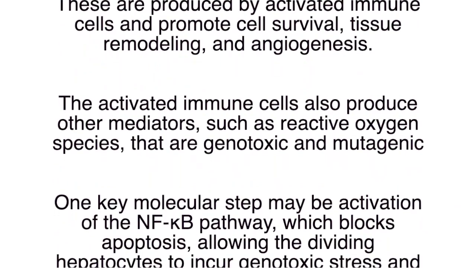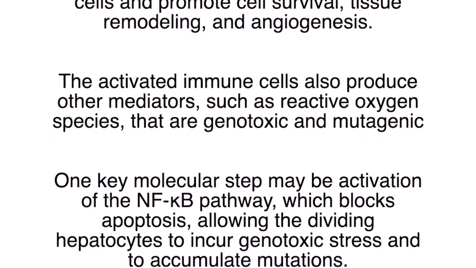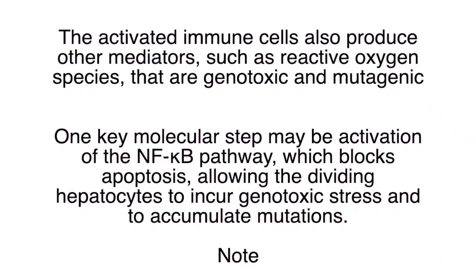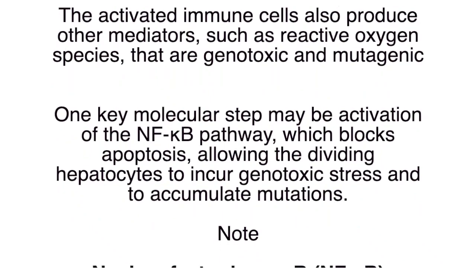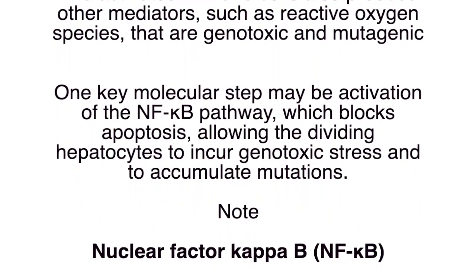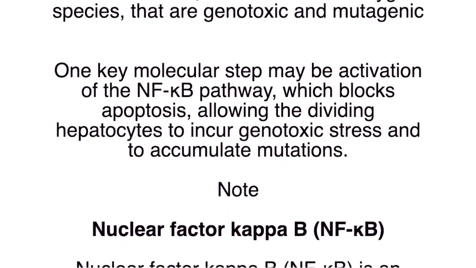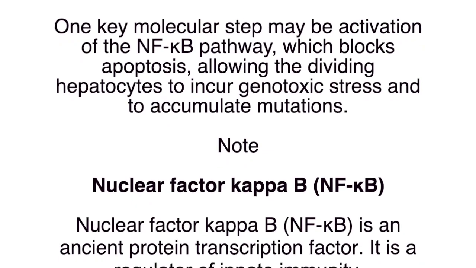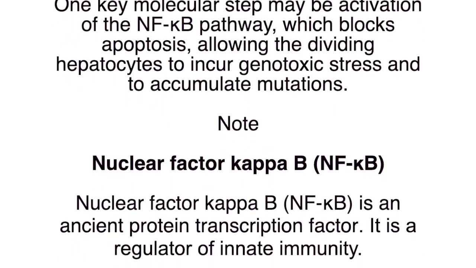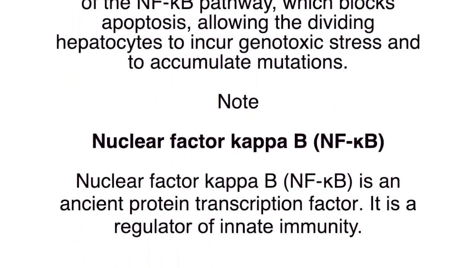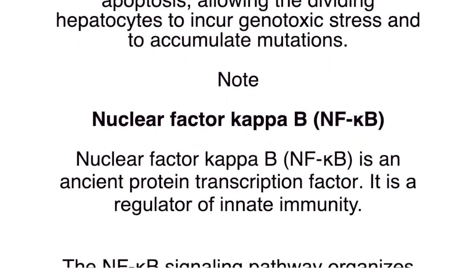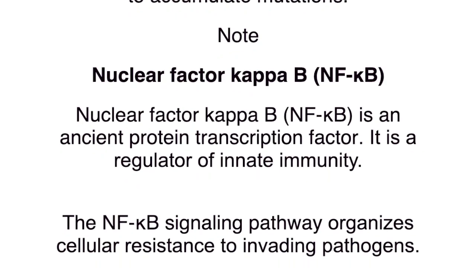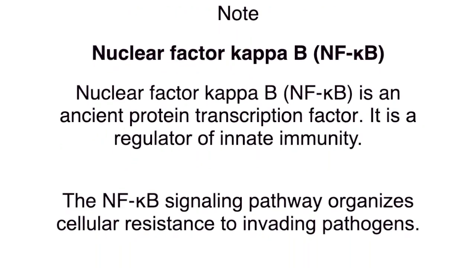The activated immune cells also produce other mediators such as reactive oxygen species that are genotoxic and mutagenic. One key molecular step may be activation of the NF-kB pathway, which blocks apoptosis, allowing the dividing hepatocytes to incur genotoxic stress and to accumulate mutations.